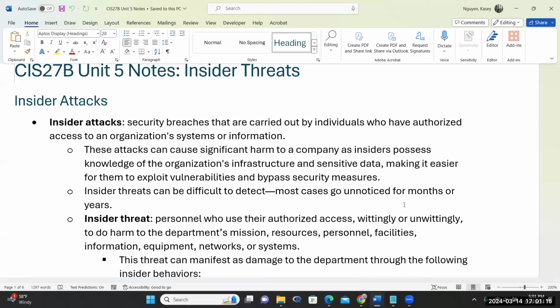It's harder to detect because the people on the inside, the employees, or the partner or the contractor, have gone through a background check. And some of them have been there for many, many years. So it is harder for us to really determine.